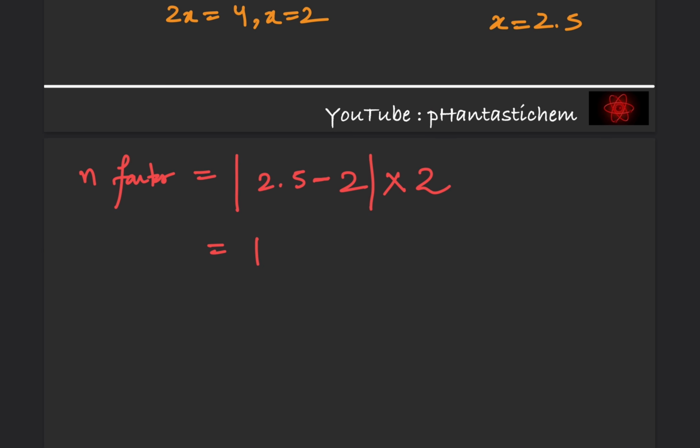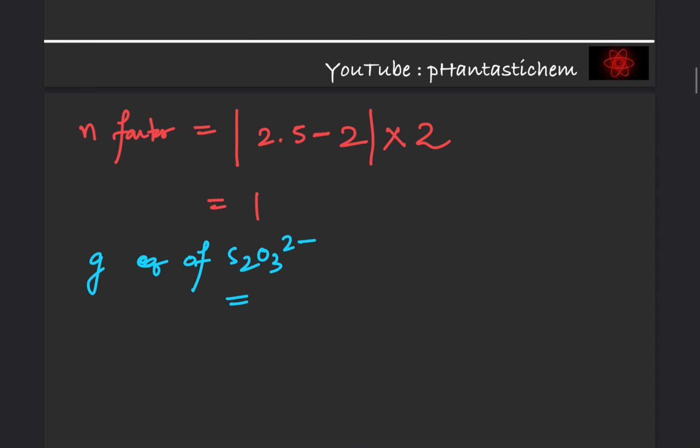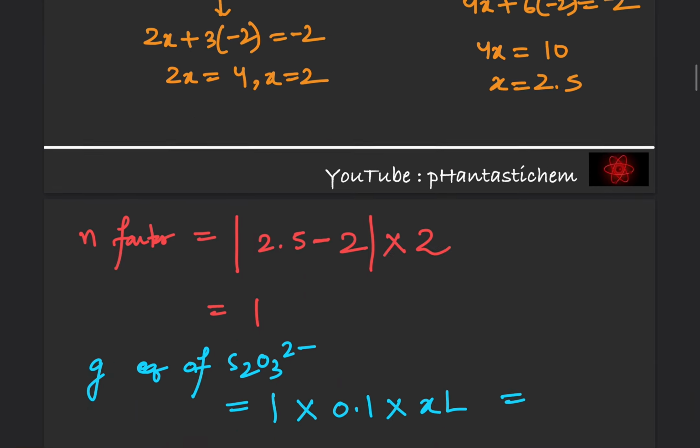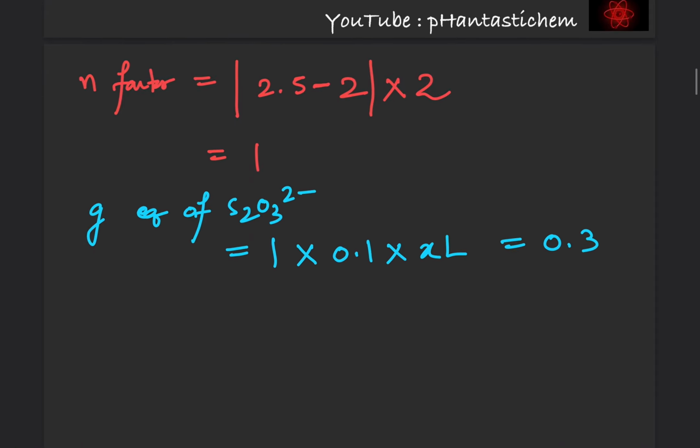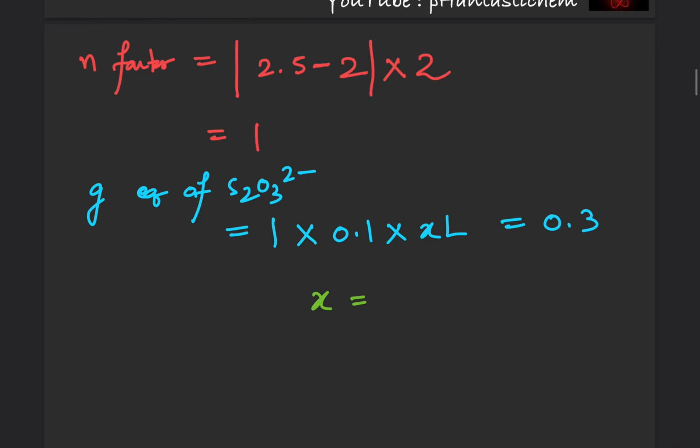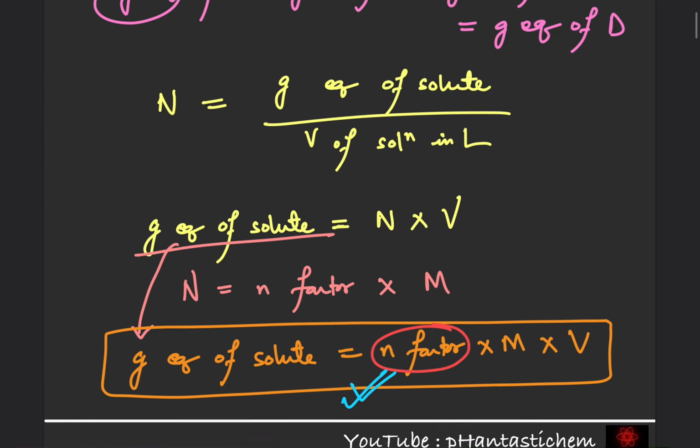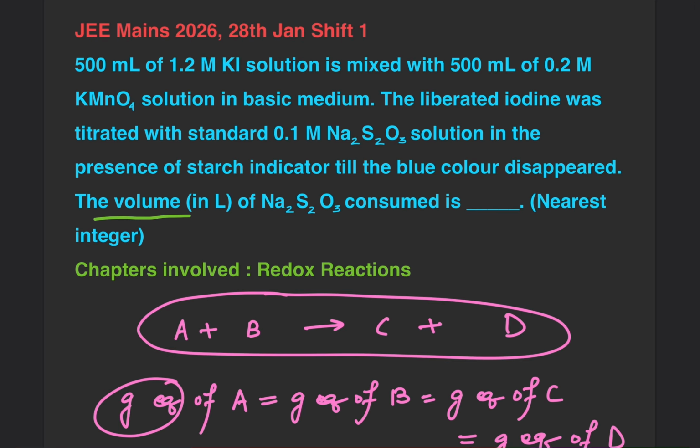Therefore the gram equivalents of S2O3 2 minus will be equal to n factor 1, molarity 0.1, and volume we don't know. Let's say it is x liters, and this is equal to the number of gram equivalents of I2, which is 0.3. Upon calculation, I will get x as 3 liters. Therefore, the volume in liters of Na2S2O3 consumed is 3 liters. Thank you.